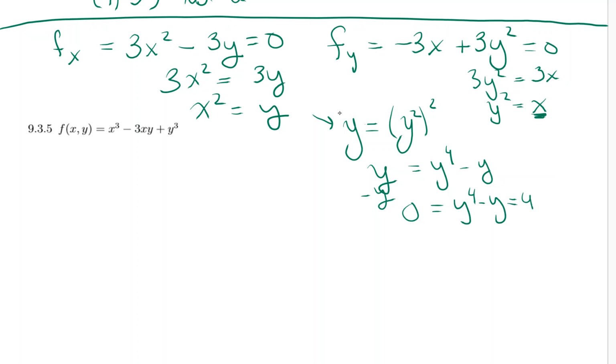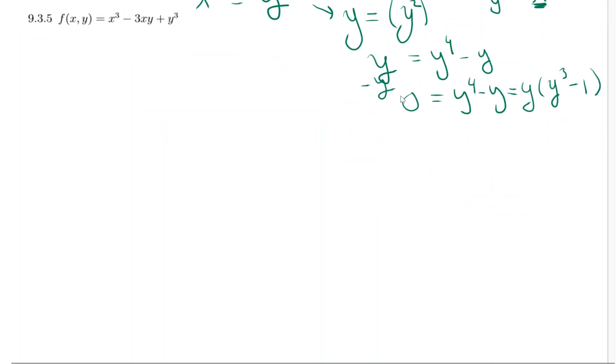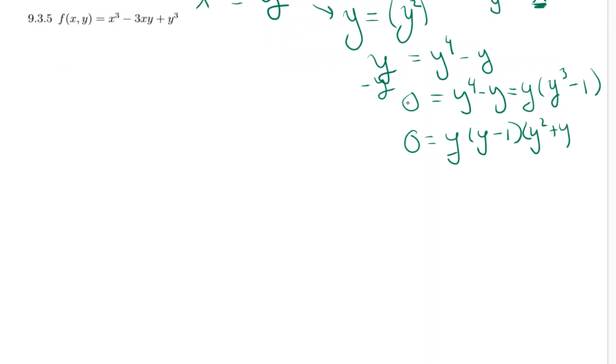I'll factor out a y, so that'll give me y times y cubed minus 1. Hopefully you remember how to factor a cube, because if you don't, I'm about to do it. Here we go. 0 is y times y minus 1 times y squared plus y plus 1, because that's the perfect cube formula. If you don't remember it, this is a good thing for you to Google.